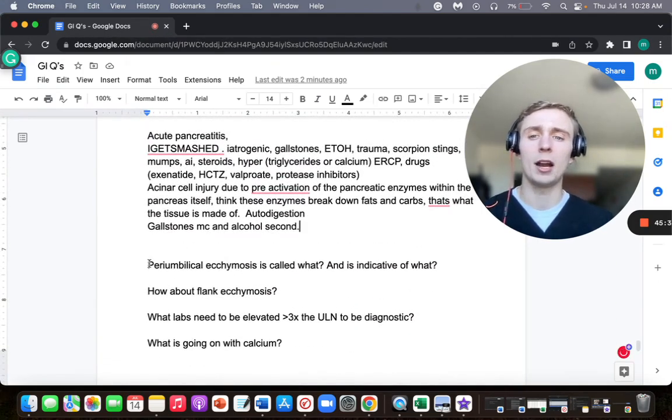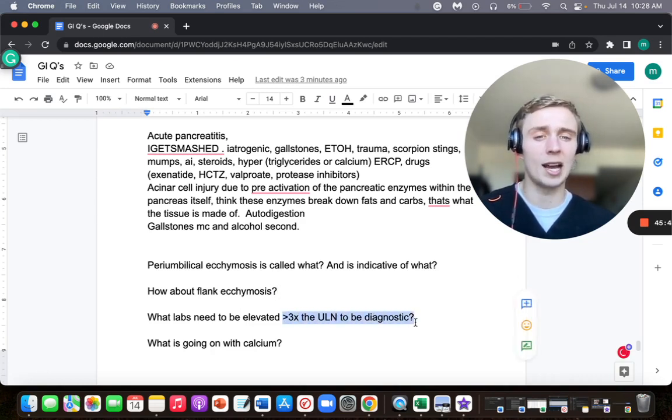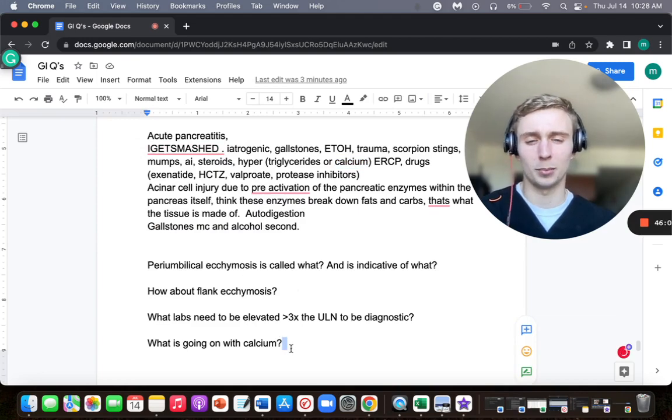Next one, periumbilical ecchymosis is called what? And is indicative of what? How about flank ecchymosis? What is that called and what does that indicate? What labs need to be elevated over 3 times the upper normal limit to be diagnostic for this condition? And what is going on with calcium in this condition? Like we said, there's hypercalcemia that can cause this, but what's going on with calcium as it progresses?